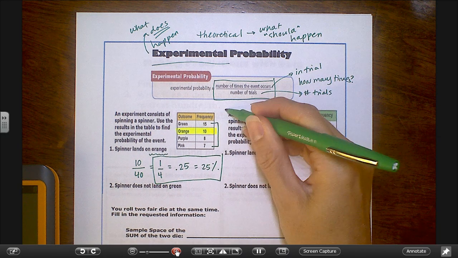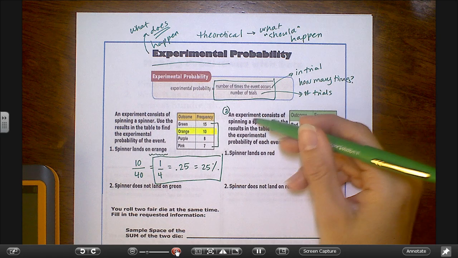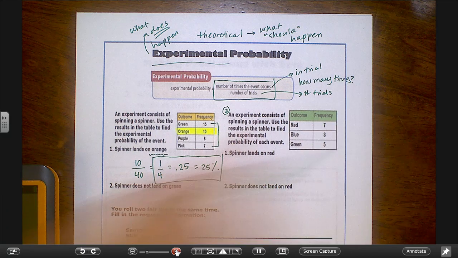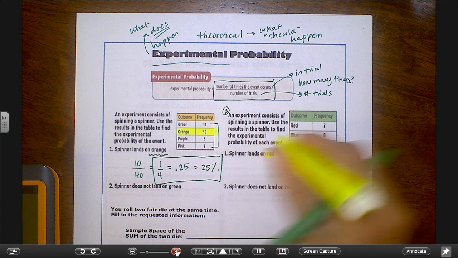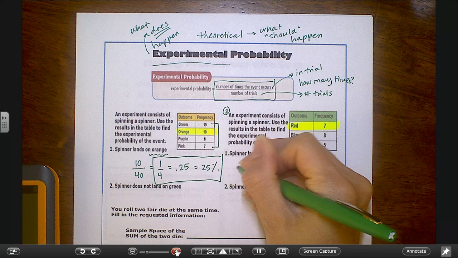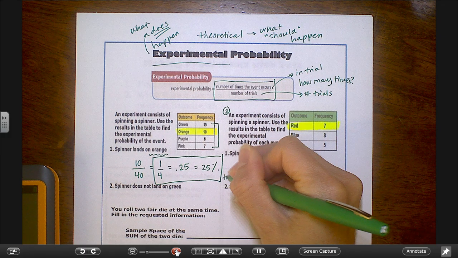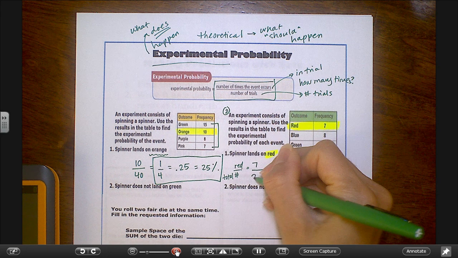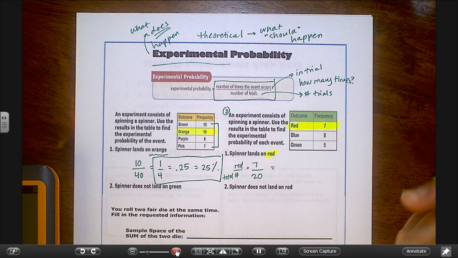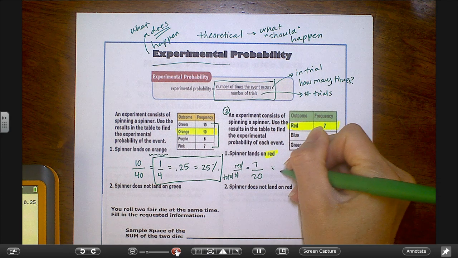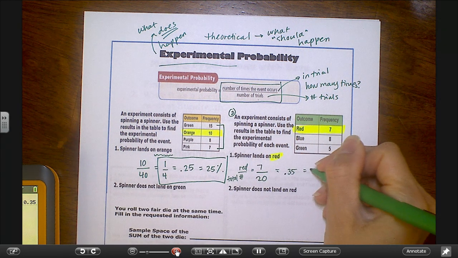Okay, next one, number 2 here. Another experiment consists of spinning a spinner. Use results in the table. So this spinner lands on red is what we're looking for. So I have that happen 7 times. So red over the number of trials, so the total number here. Red is 7, total number, this is 15 plus 5 is 20. So this is one of those ones I was talking about, it's not going to be a super great decimal, but you have 7 over 20, you could leave it like that because that's in lowest terms, or you could get it as a decimal, I guess it is 0.35. And then of course as a percent, it'd be 35%.